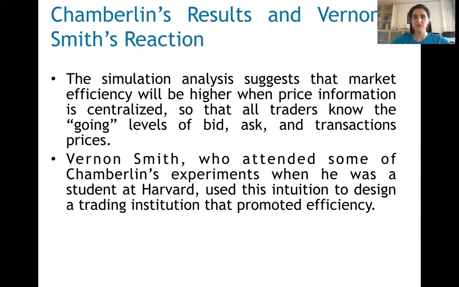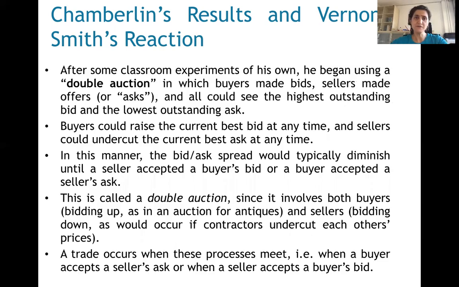Vernon Smith, who attended some of Chamberlain's experiments when he was a student at Harvard, used this intuition to design a trading institution that promoted efficiency. And he got the Nobel with that. After some classroom experiments of his own, he began using a double auction in which buyers made bids, sellers made offers, and all could see the highest outstanding bid and the lowest outstanding ask.